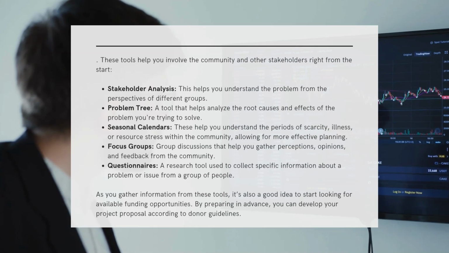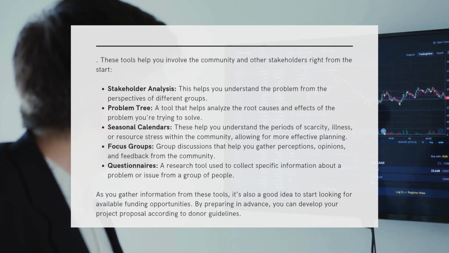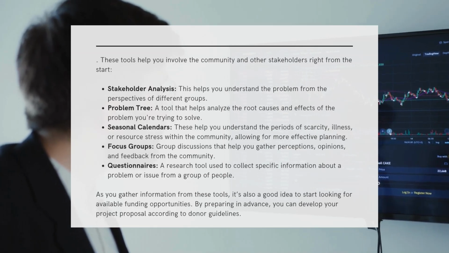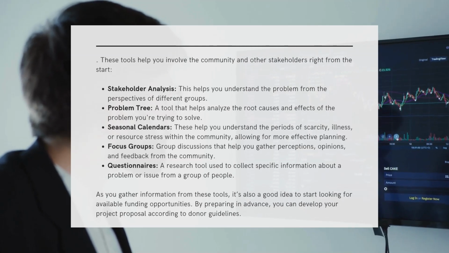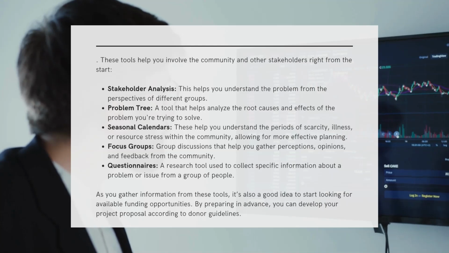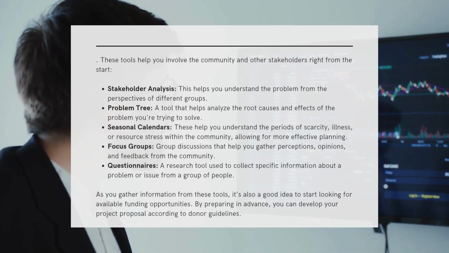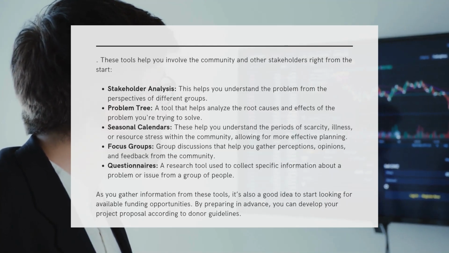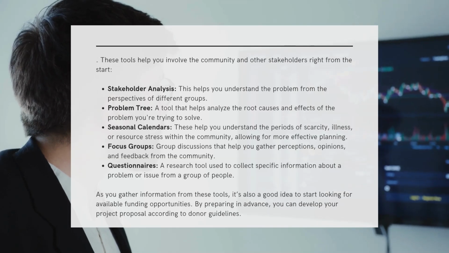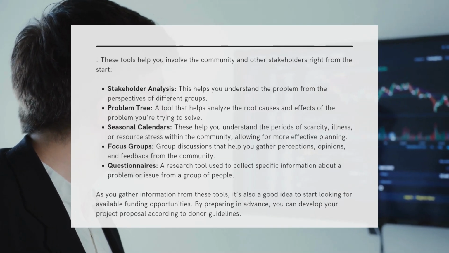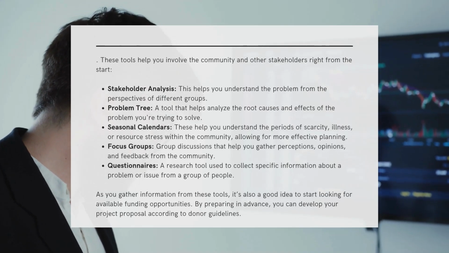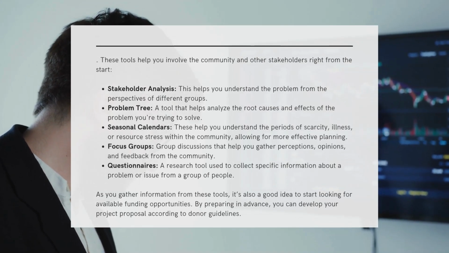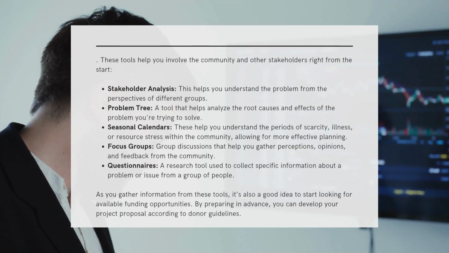Stakeholder analysis. This helps you understand the problem from the perspectives of different groups. Problem tree. A tool that helps analyze the root causes and effects of the problem you're trying to solve. Seasonal calendars. These help you understand the periods of scarcity, illness, or resource stress within the community, allowing for more effective planning. Focus groups. Group discussions that help you gather perceptions, opinions, and feedback from the community. Questionnaires. A research tool used to collect specific information about a problem or issue from a group of people.